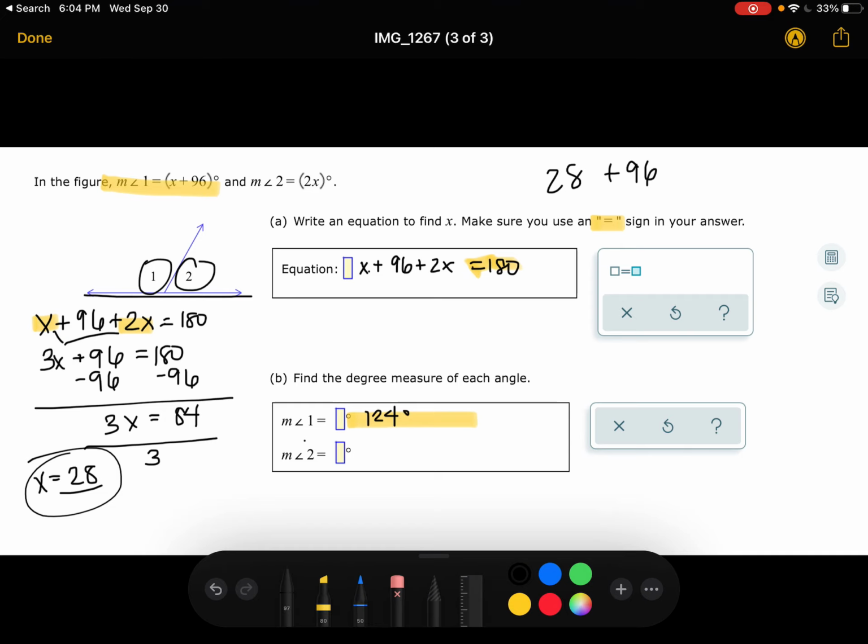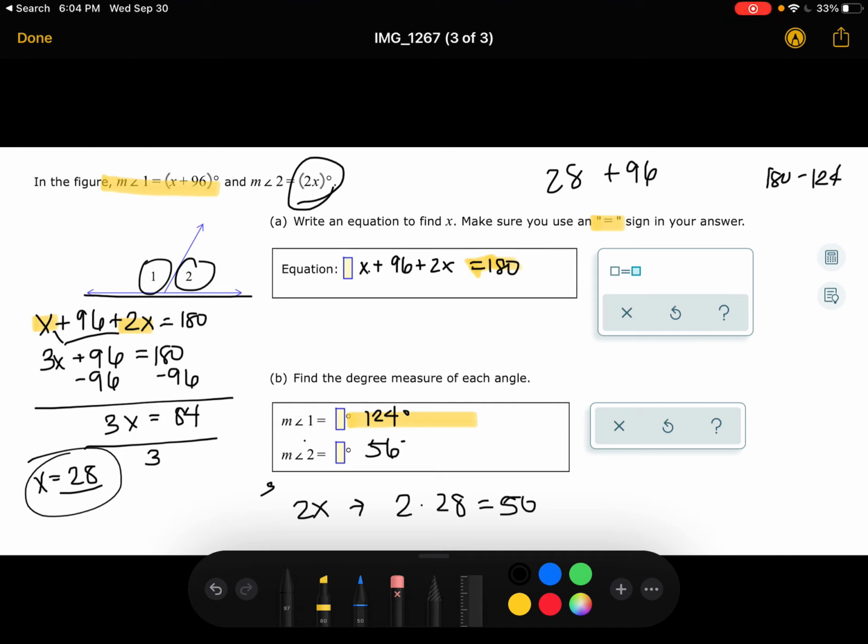Now, a couple ways you can go through this. You can say, to find measure of angle 2, you can say 180 minus 124. But we're going to check our work by doing that. We're going to put that into the second equation. So 2x, right? 2 times x, which is 2 times 28. 2 times 28 is 56. So this is 56 degrees.